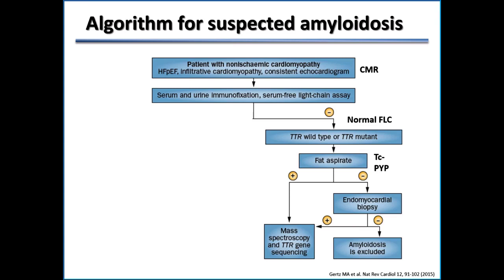In this case, you have a number of options. Typically, we can do either fat pad aspirates, or if you want to go the non-invasive approach, then you could do what's called a nuclear technetium pyrophosphate scan. And if either of these are positive, then you probably have amyloid. From the sample, again, you can send it for mass spectroscopy to type it, but if both are negative, then you should proceed with a cardiac biopsy to make the diagnosis.